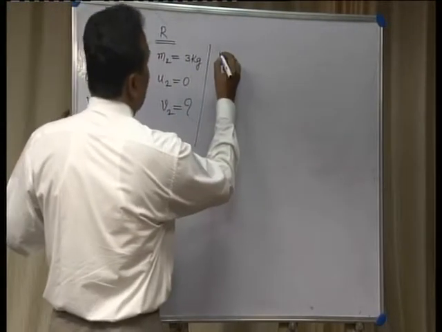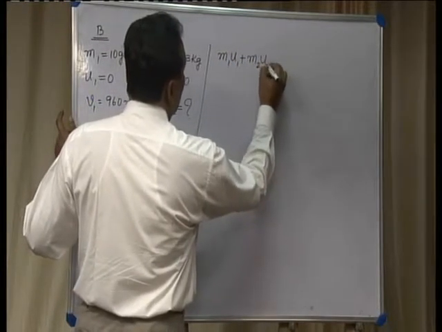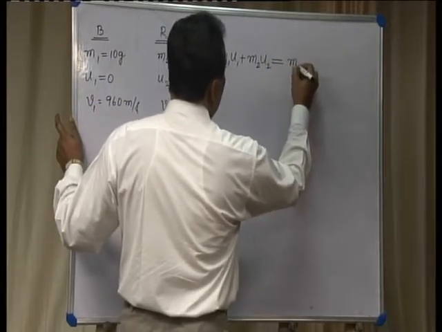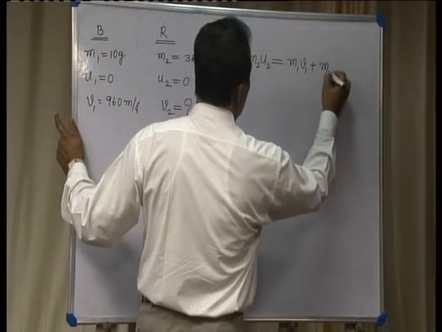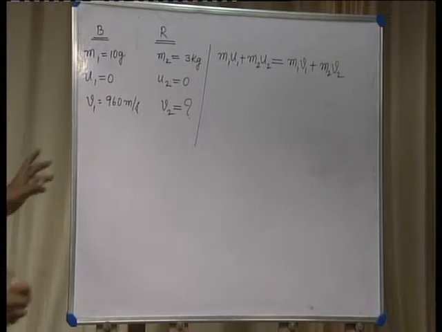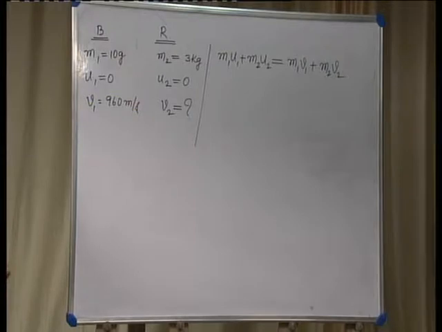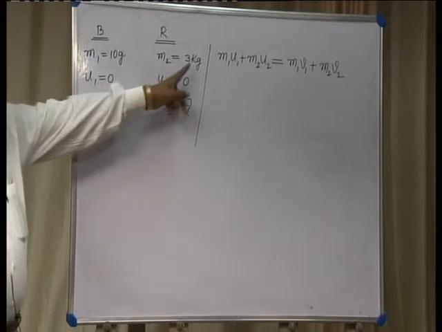According to the law of conservation of momentum, you can write m1 u1 plus m2 u2 equals m1 v1 plus m2 v2. That is, the total initial momentum before collision must be equal to the total final momentum after collision. Here, observe whether each physical quantity is in the same system of units or not. Gram is there, meter per second is there, kg is there.